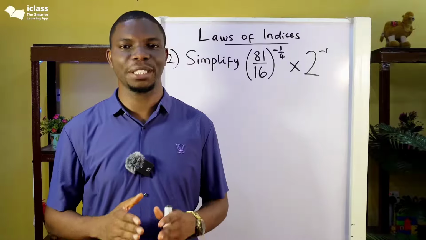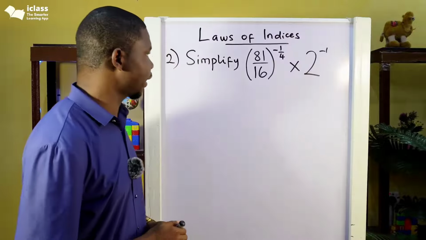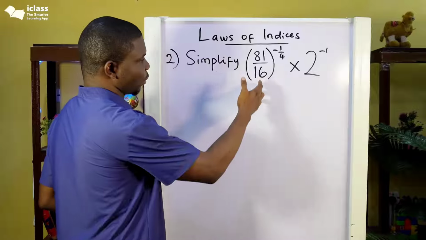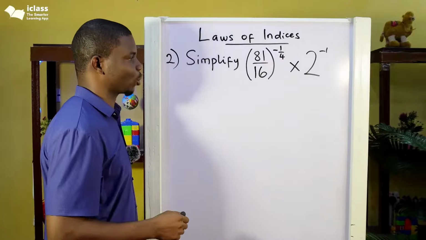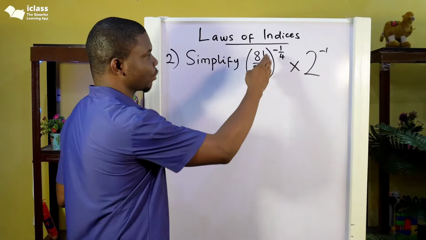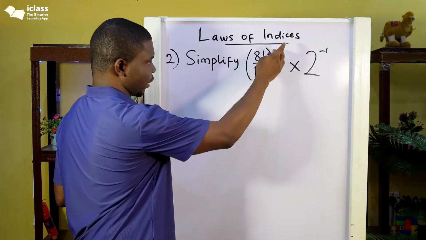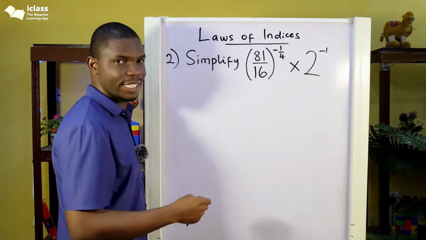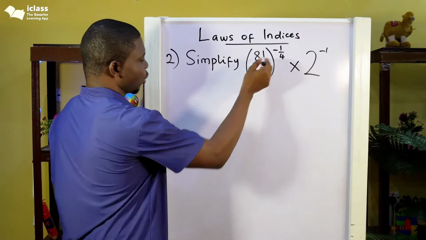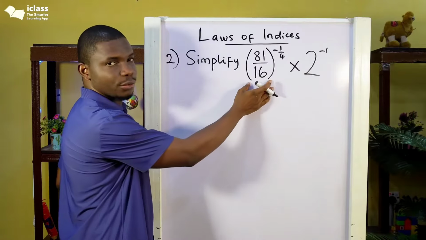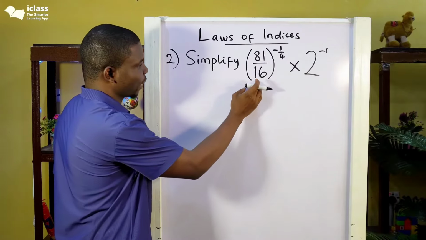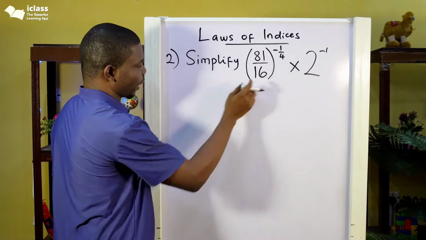Now to question number 2. Simplify 81 over 16 all to the power minus 1 over 4 times 2 raised to the power minus 1. Now to do this, we have to apply the law of indices that tells us how to take out the negative from the power. And to take out the negative from this power, you have to invert the base of this index. So this will be 16 over 81.